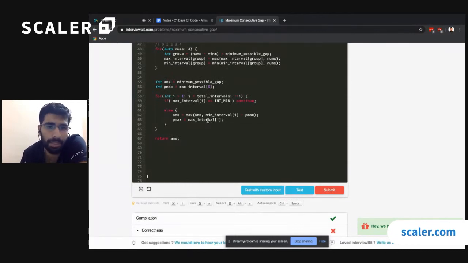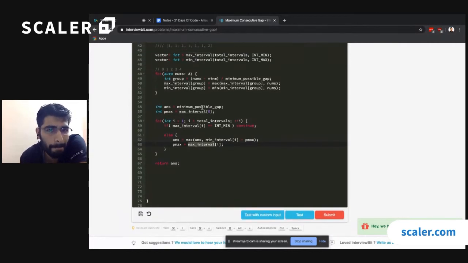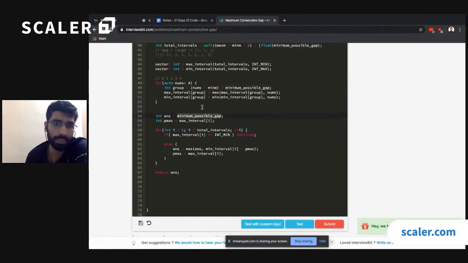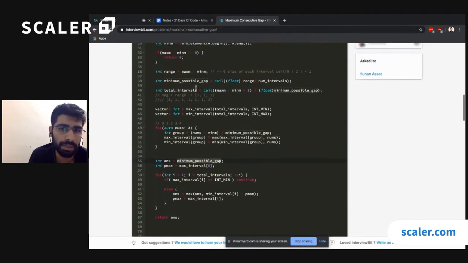The answer is the previous interval I am updating. If max interval is this, I am then updating the interval change in this. Okay, answer is equal to minimum possible gap. Then what am I missing? Let me actually see on my copy what I am doing wrong. Let me take my copy for this. Okay, so I see that I will have max interval of this as this, and total intervals will be coming out to this C by minimum possible gap, right?